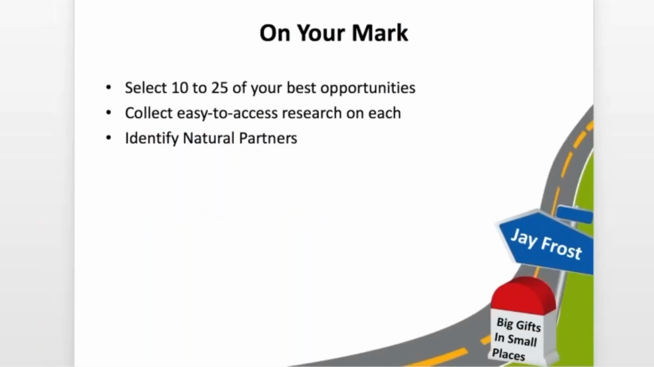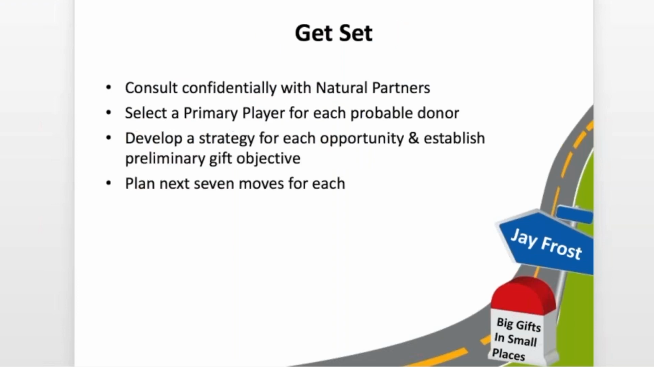So on your mark, I would say if you're going to do something, do this. Select 10 to 25 of your best opportunities. These are the ones you identified through this process of identification and qualification and so forth. Collect easy access research on each. Identify your natural partners. Then get set by consulting confidentially with those partners, selecting a person who's going to be the solicitor, a person who's hard to say no to.